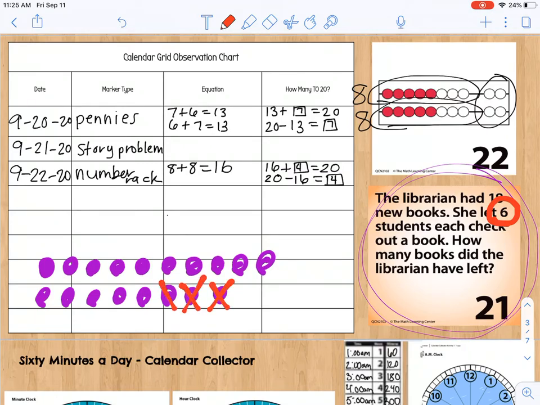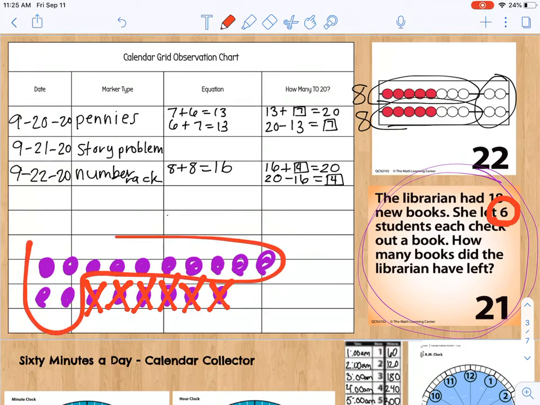1, 2, 3, 4, 5, 6. How many do you see left? Yeah, I see 12 also. So there are 12 left.